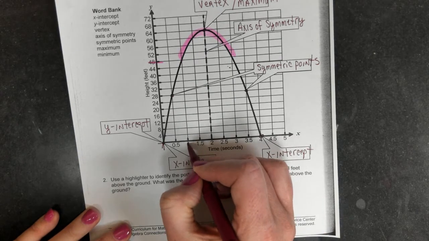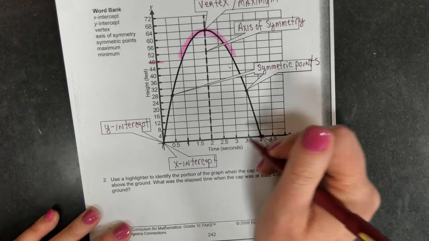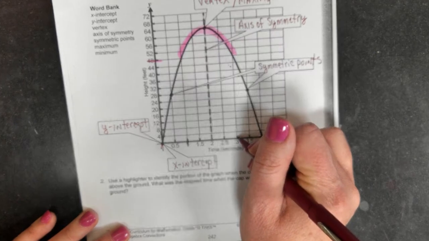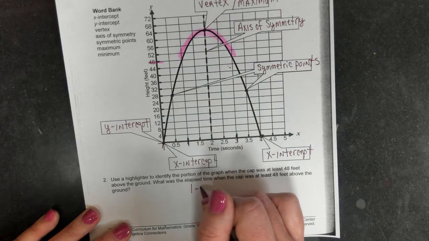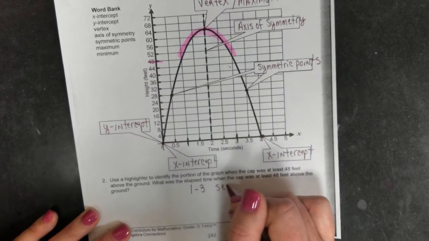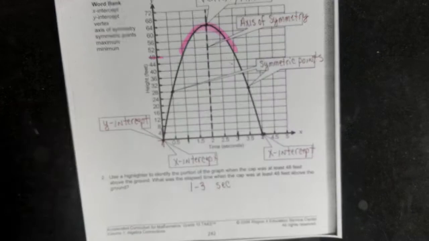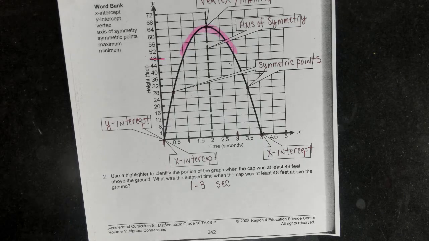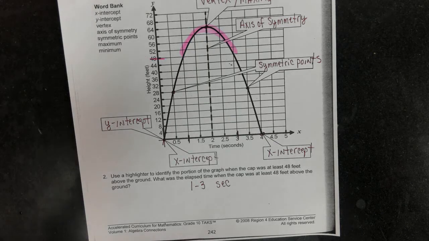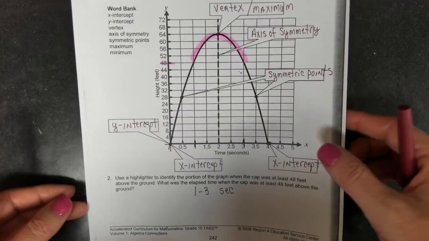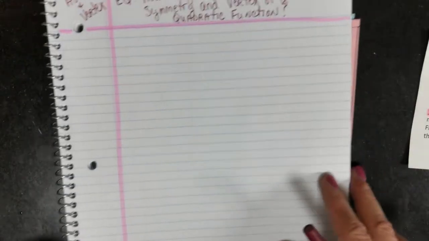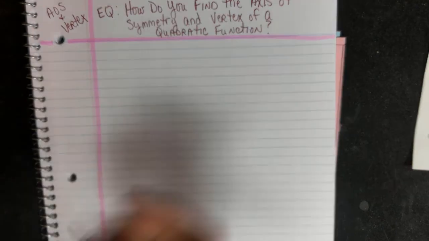So it looks like from 1 second to about 3 seconds. So from 1 to 3 seconds, the cap was in the air. And so we're going to notice that the cap would be there when it's rising and when it's falling. Okay? Let's look at some examples where we are actually finding the axis of symmetry and the vertex.